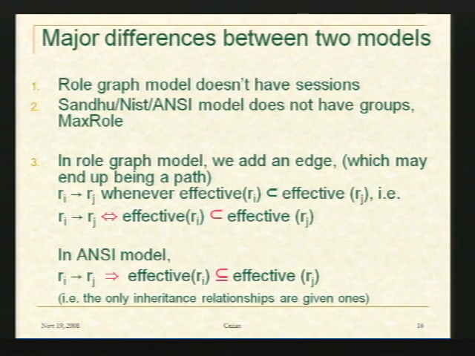Whereas in the ANSI model, the implication is only in one direction, and you can actually have roles with equal privilege sets. Because they don't put in edges, it doesn't create cycles, right? Whereas for us, so they also require that their role hierarchies are acyclic.